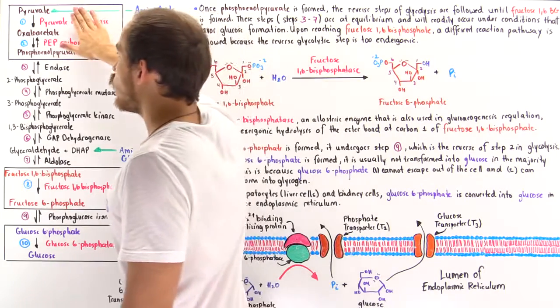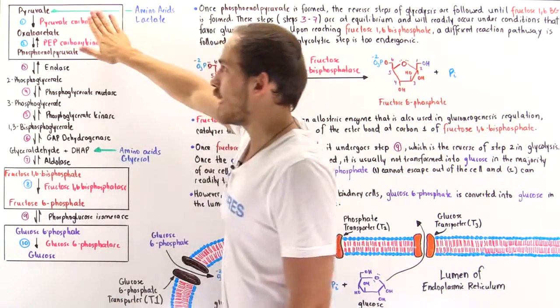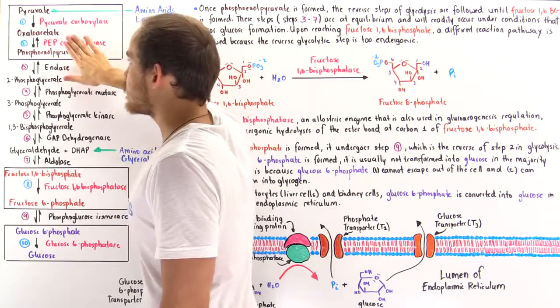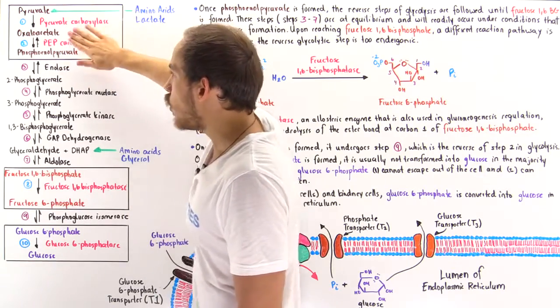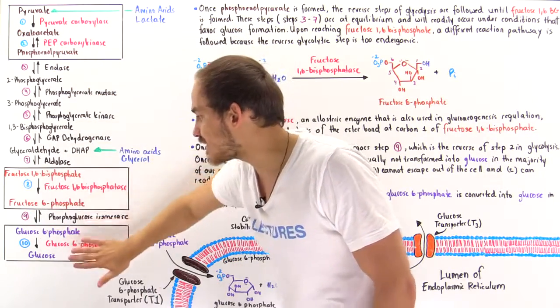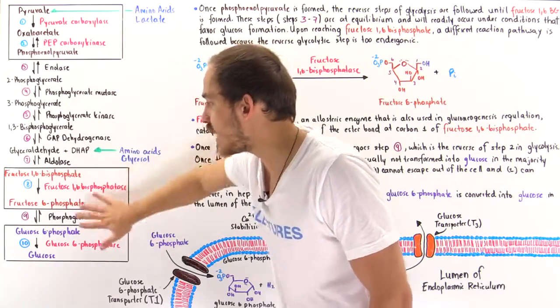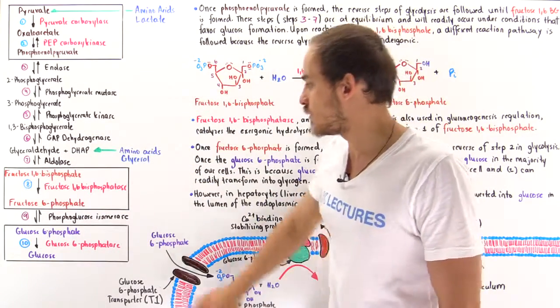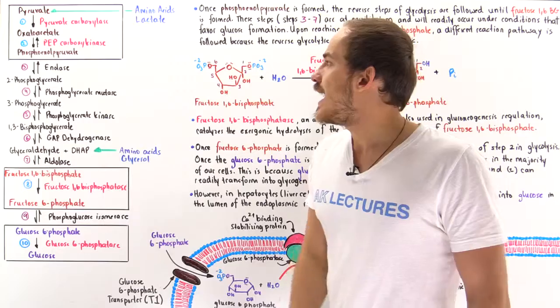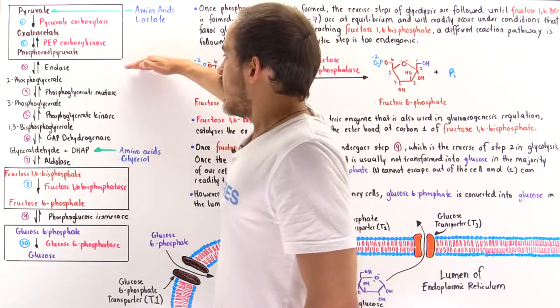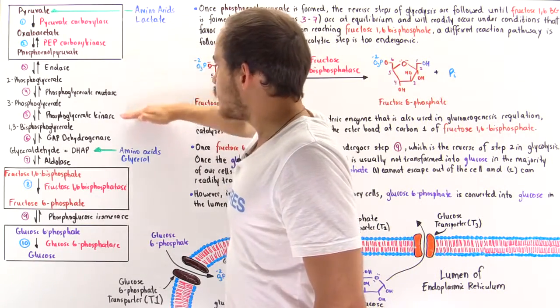So step number 1 takes place in the mitochondrial matrix. Step number 2 takes place in the cytoplasm. And all these remaining steps, except step number 10, also take place in the cytoplasm. We'll see where step 10 takes place in just a moment. So let's discuss this section here.